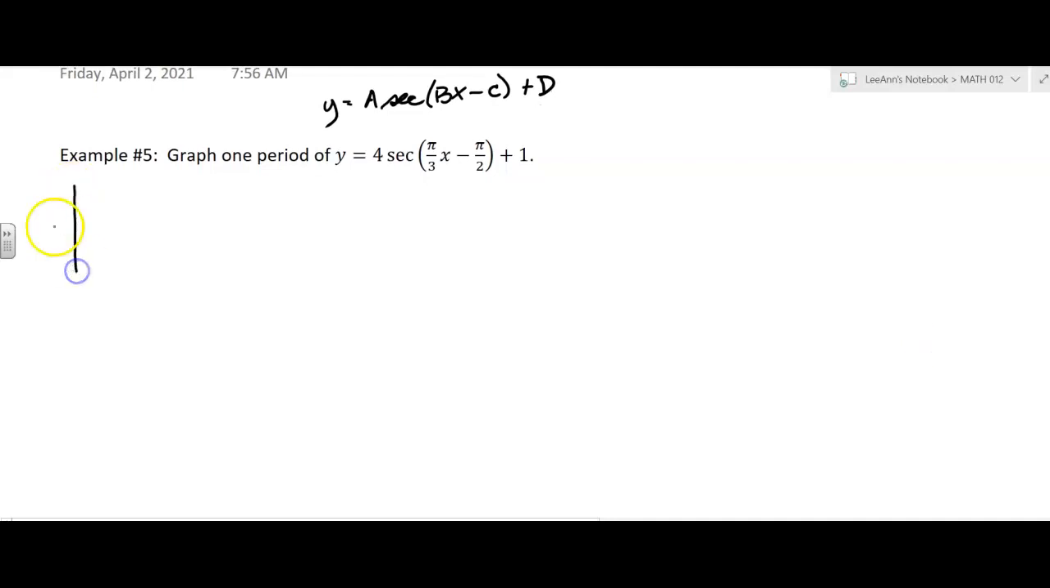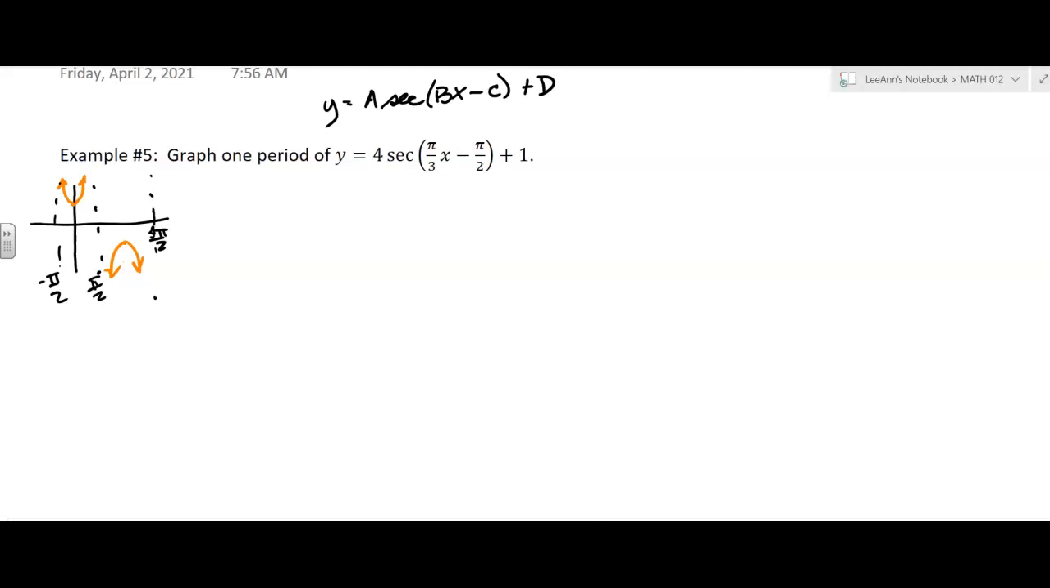First, think about what the basic secant curve looks like. There's an asymptote at pi over 2 and at negative pi over 2, and then one over here at 3 pi over 2. We know this is going to change, but it tells us what it looks like. So that's what we're going to be transforming.